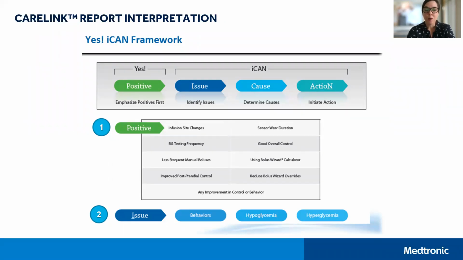Then we're going to take a moment to think about things we might want to better understand, concerns we're seeing, patterns we've identified, things that we want to appreciate better in order to relate better to our diabetes. So those fall under the issues, and they can be behaviors or having to do with hypoglycemia or hyperglycemia. And then if you come prepared to your remote visit, your healthcare team can help you to determine the causes and potential course of action.